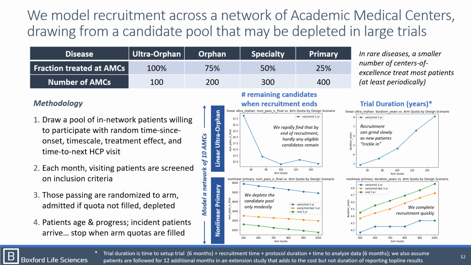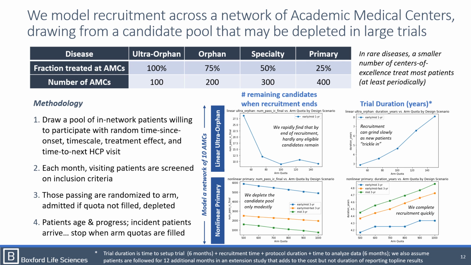Then each month, where the recruitment is ongoing, patients who are due for a visit come in, see their HCP, and are screened based on inclusion criteria. Those that are passing and willing to be admitted are randomized to an arm and admitted if the quota for that arm is not yet filled. And if they're admitted, they're depleted from the remaining pool of candidates. And then each month, those patients age and they progress, and we have newly incident patients arriving, and we continue this process drawing and recruiting at random until the arm quotas for each arm are filled.